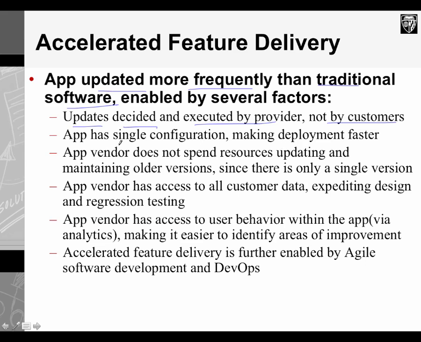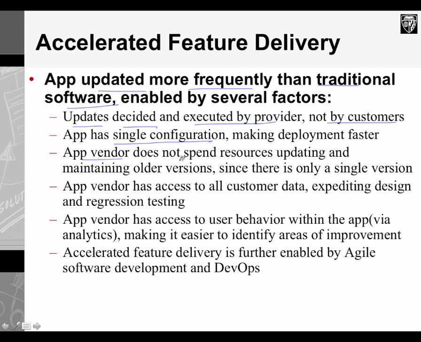The app has single configuration. Typically, there is one installation and there is one configuration that makes deployment faster. Whereas in a traditional model, you have different installations, different configuration, and different customer sites. That makes it very difficult to upgrade, especially when you're going to be doing customer support for those applications.